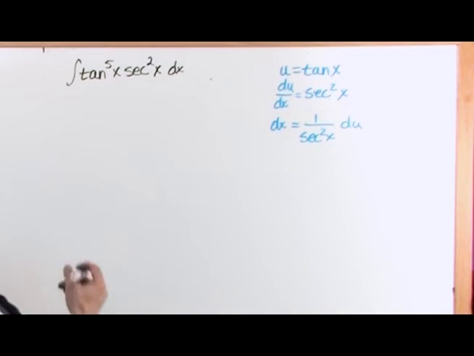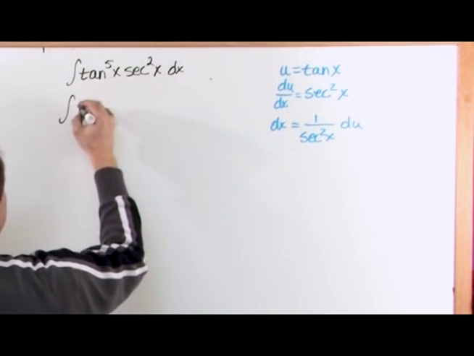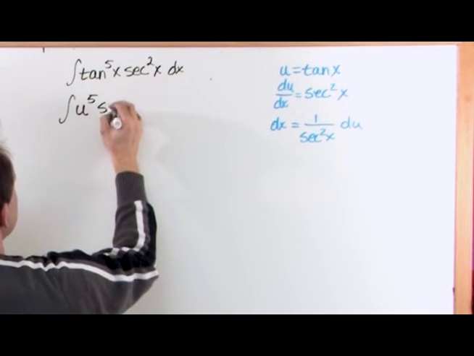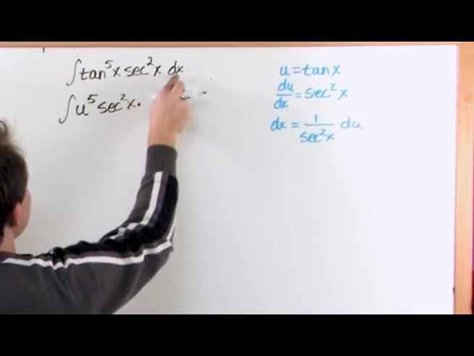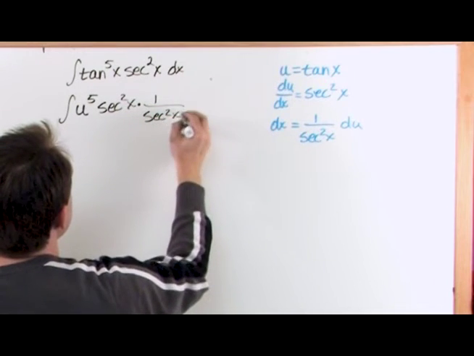Now let's plug him in and see what happens. Integral of tangent to the 5th power, which is going to be u to the 5th power, because that's our substitution, times secant squared of x times dx, but that's defined as 1 over secant squared of x du.